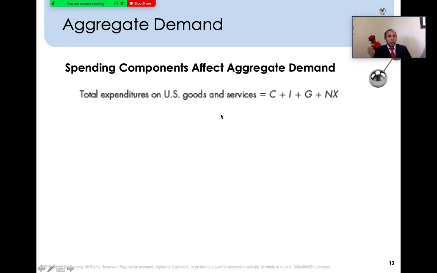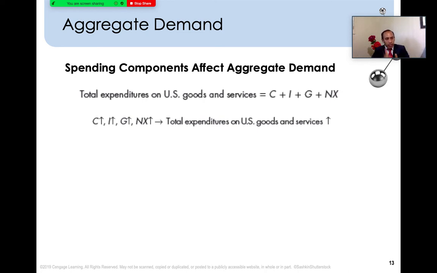The total expenditure on all goods and services is the aggregate demand for all of those sectors, from the consumer side, the households, the investors, government, and the foreign sector. If consumption increases, if investment increases, if government spending increases, and if we have an increase in net exports, there's an increase in the total expenditure on U.S. goods and services. And when there's an increase in the total expenditure on all U.S. goods and services, the aggregate demand for U.S. goods and services will increase.